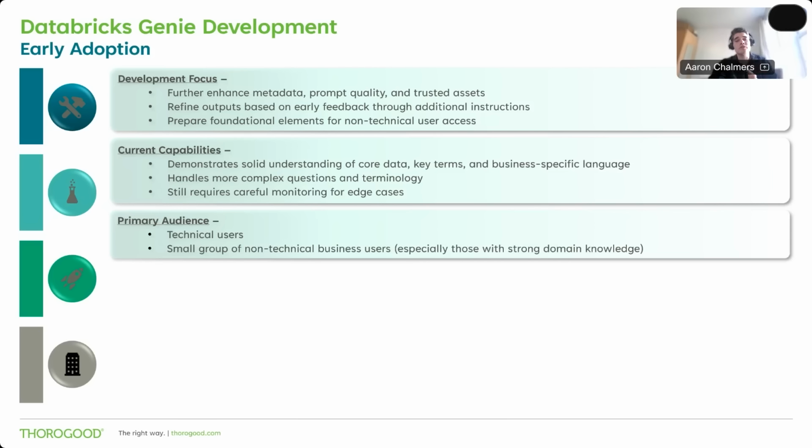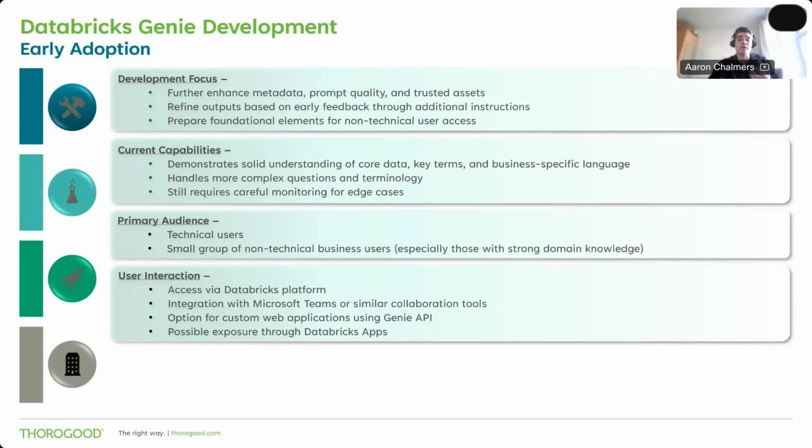The primary audience would still be technical users. However, at this stage, you can start to roll Genie out to a small group of non-technical business users who have strong domain knowledge to see how they interact with the tool, frequent questions they might ask, and any issues that they've been having. As always, you can interact with Genie through the Databricks platform. However, at this stage, you can also look to integrate with Microsoft Teams or other similar collaboration tools.